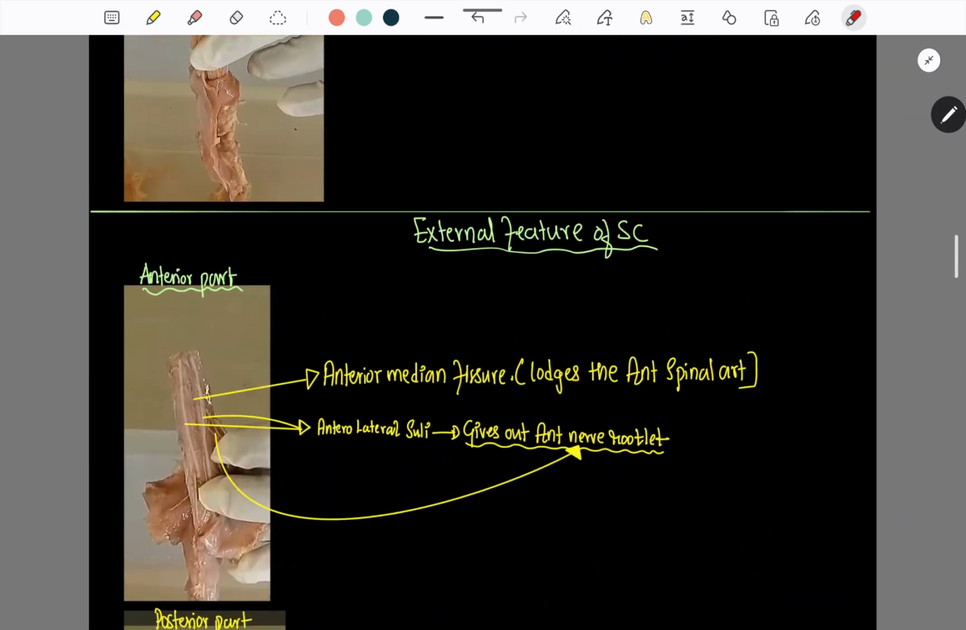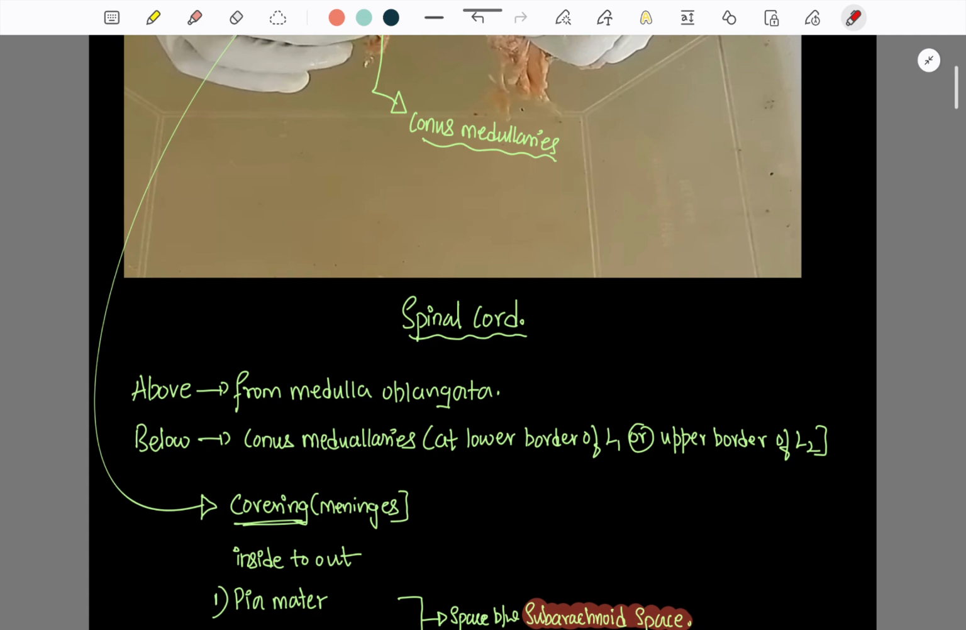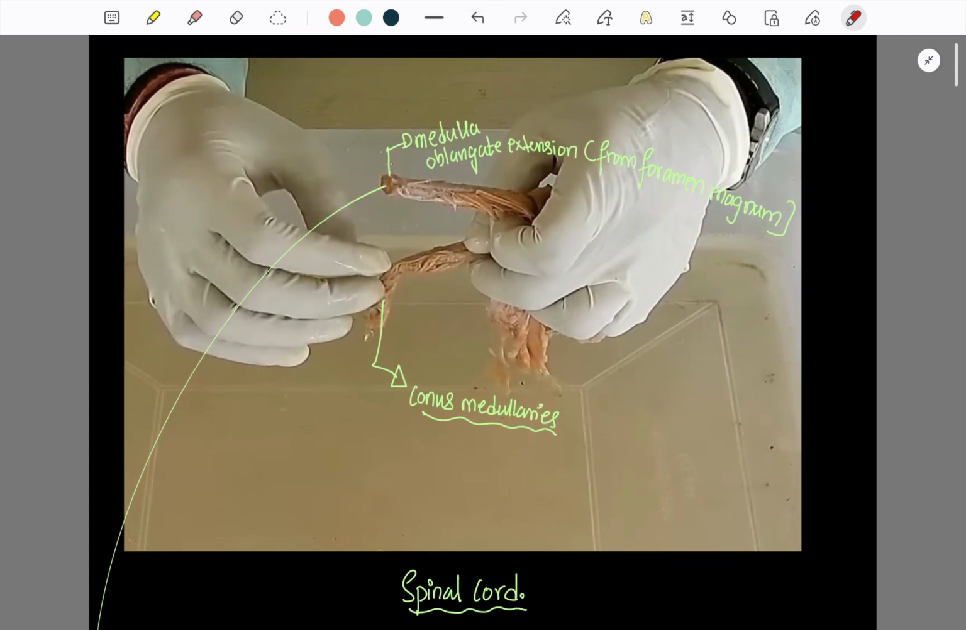So this is the explanation of the spinal cord. Hope you understood. Thank you.